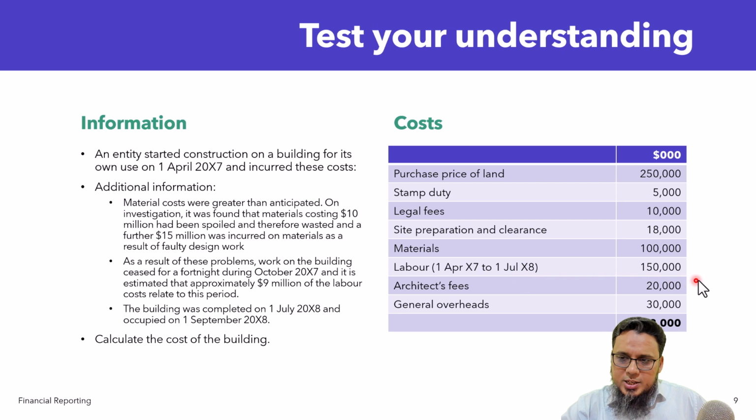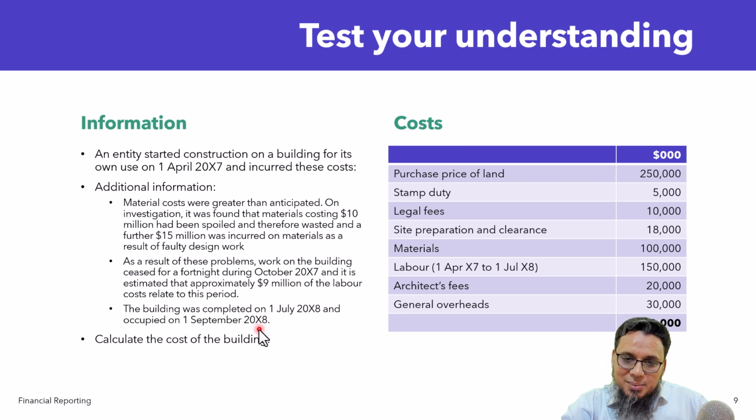So this labor expense of $150 million is an expense for 16 months, but of those 16 months, the work on the building was ceased for a fortnight, so about 14 days. The labor costs relate to an abnormal closure, and the related cost out of the $150 million is $9 million, and that $9 million should not be included in the cost of the asset because it is an abnormal cost. Now, the building was completed on 1st July 20x8 and occupied on 1st September 20x8.